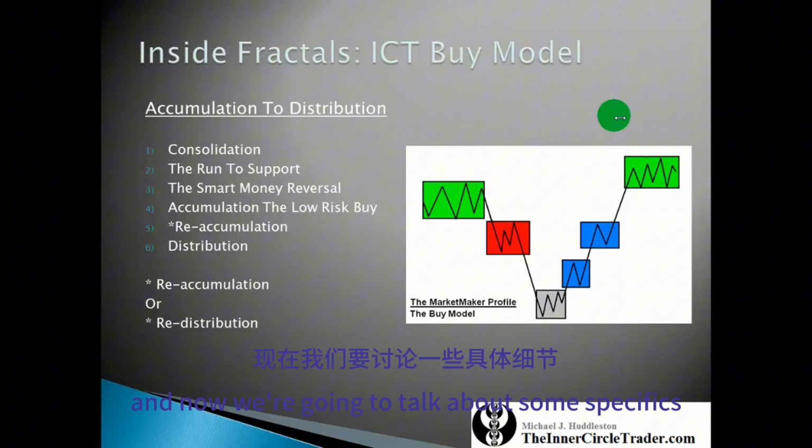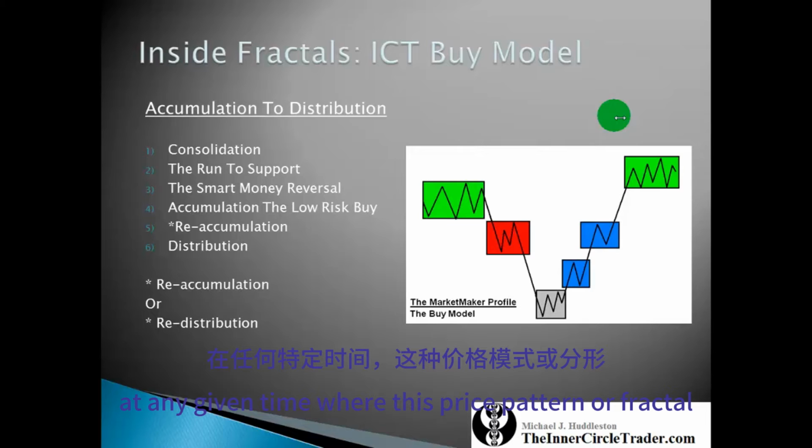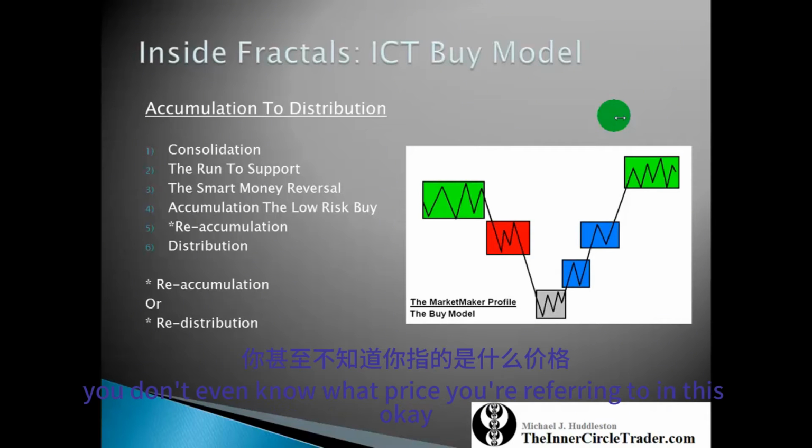Okay, and now we're going to talk about some specifics. What is it that you're specifically looking for, or what should capture your eye or perspective on the market at any given time where this price pattern or fractal should be forming? In other words, where should this particular pattern take place? Because it's one thing to see it conceptualized and abstractly shared like this, but you can't trade this. You can't see any price. You don't even know what price you're referring to in this. Okay. Again, it's very vague.